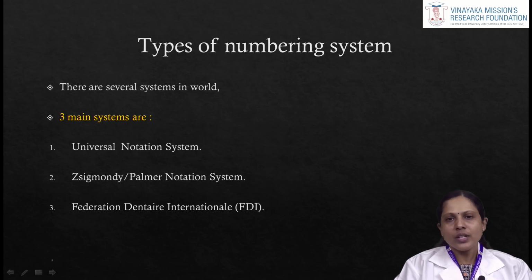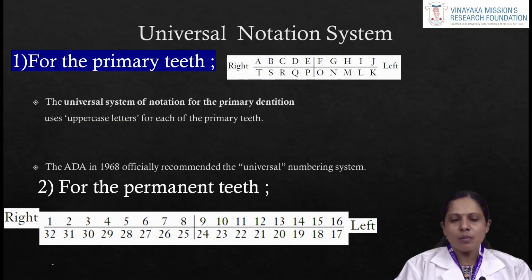There are totally 3 main types of tooth numbering system: universal notation, Zsigmondy or Palmer notation system, and Federation Dentaire Internationale. First we'll see about the universal notation system. In the universal notation system, capital letters are used for describing primary teeth, and for permanent dentition numbers are used. The ADA put forth this numbering system in 1968 and officially recommended the universal numbering system.